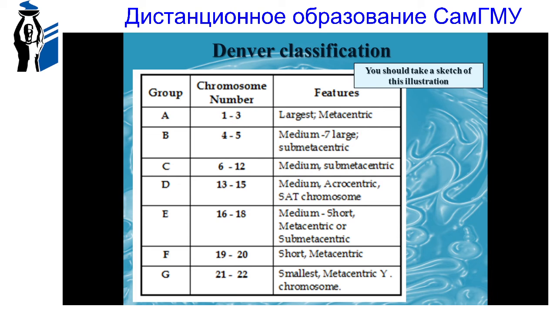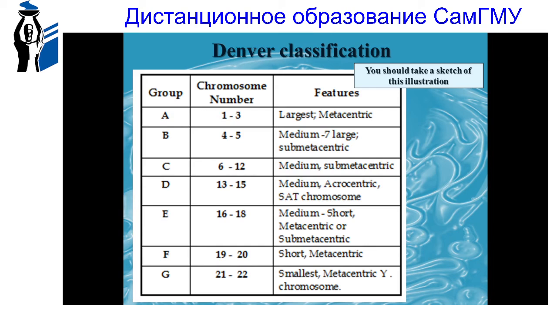The centromere is located in the distal part of the chromosome. All autosomes, according to the Denver classification, were divided into 7 groups, from A to G. Group A, chromosomes from 1st to 3rd, large metacentric chromosomes. Group B, chromosomes 4th and 5th, includes large submetacentric chromosomes. Group C, chromosomes from 6th to 12th, medium-sized submetacentric chromosomes.